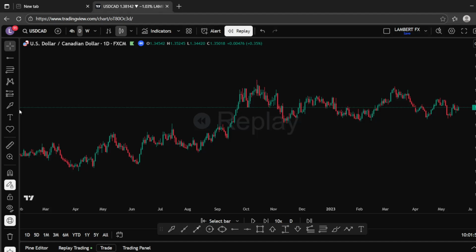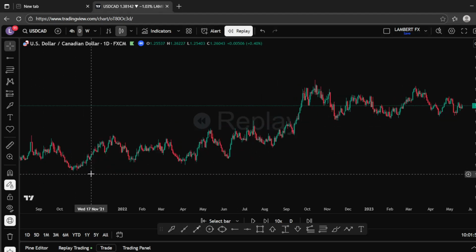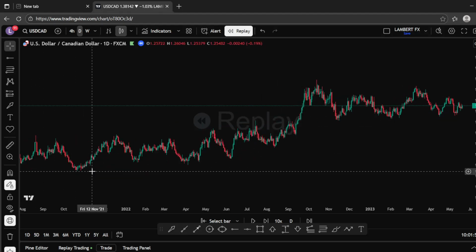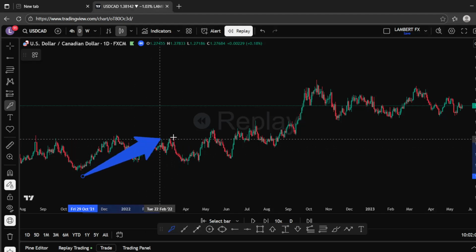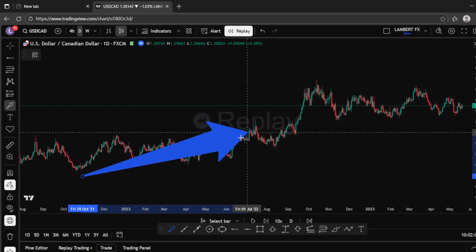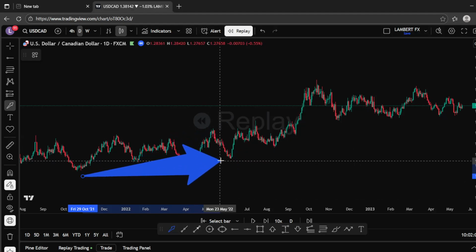So this is the USD CAD on the daily time frame. Okay, if you're new to my channel, welcome. The first thing I do each time I open a chart is to identify a trend. For me, we were moving up in this particular chart.